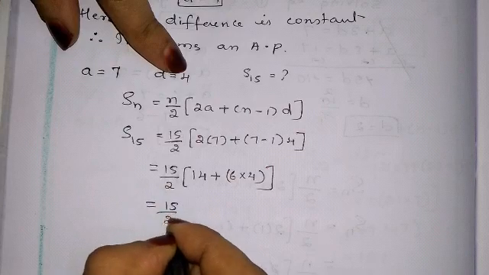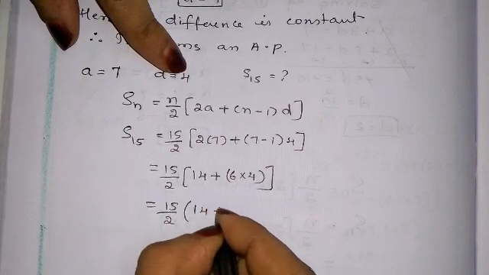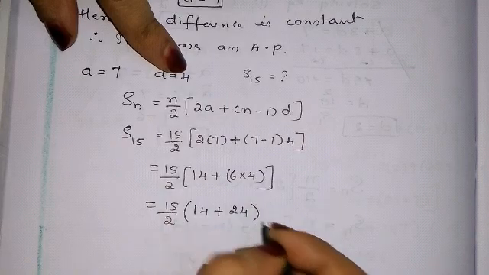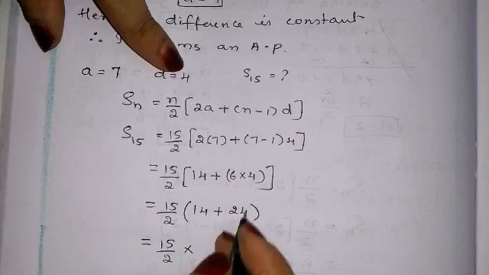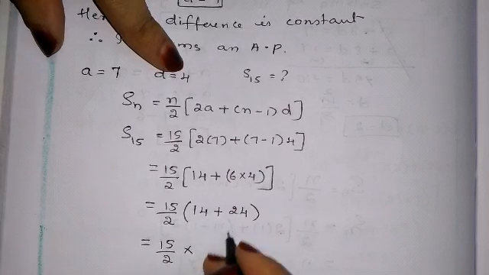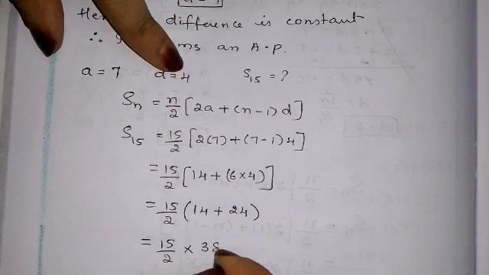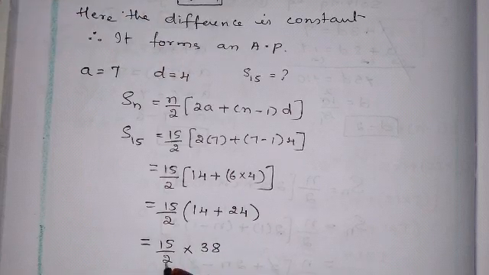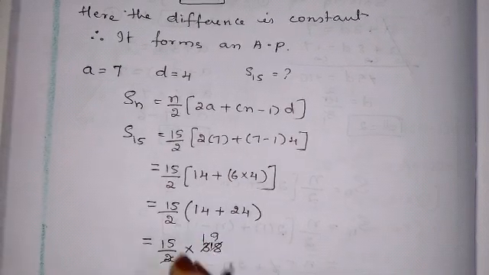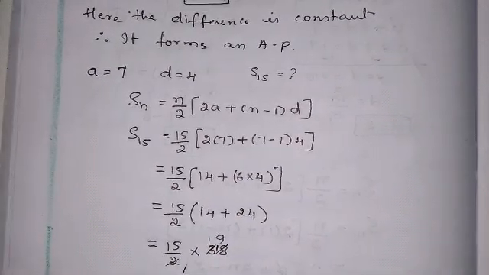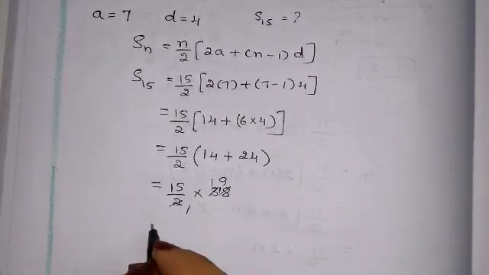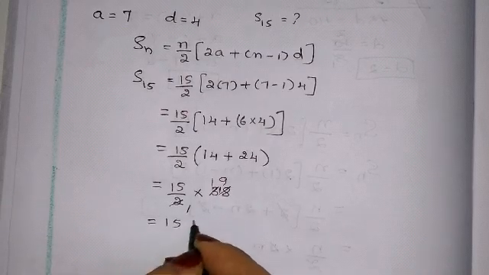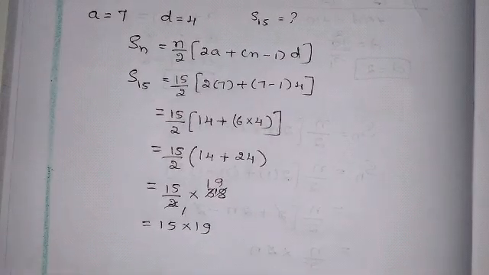15 by 2 will keep as it is. 14 plus, 14 fours are 56. Okay, then 15 by 2 as it is into 14 plus 56, 70. 2 gets cancelled: 2 ones are 2, 2 thirty-fives are 70. What we have to do is 15 into 35 we have to multiply. That is 15 into 35.